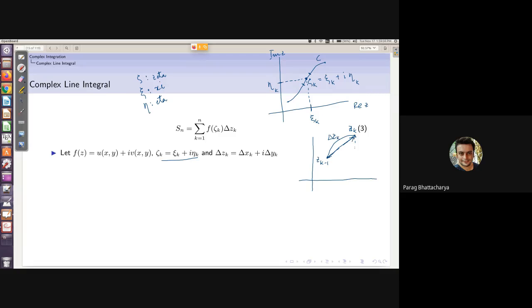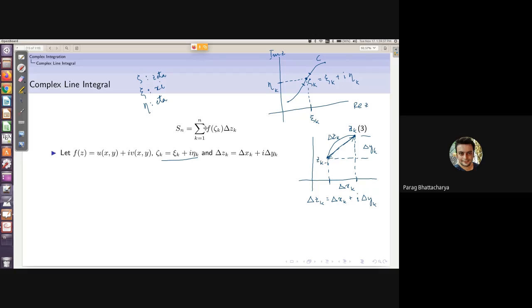This is delta zk. Now this delta zk will have a real part and an imaginary part. So this is the real part, and this is the imaginary part. This real part is your delta xk, and this imaginary part is delta yk. So it means your delta zk can be written as the real part delta xk plus the imaginary part i into delta yk. So that's what we have done here.